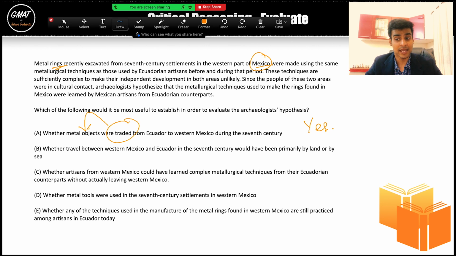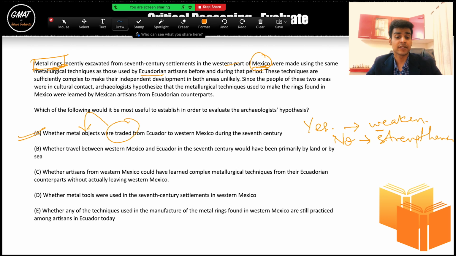So when I take it to be yes, it does weaken my argument. And if I take it to be no, there was no trade, then I have no other explanation for the presence of these metal rings, right? Which means Mexicans must have made it, which means they must have learned that from someone, because Ecuadorians did it before them, it should have been the Ecuadorians. It at least takes away one very strong way to weaken it, and that's what strengthens it. This is a very important question, and I would definitely want to keep the option alive. Not choose it as my answer yet, just keep it alive for sure.